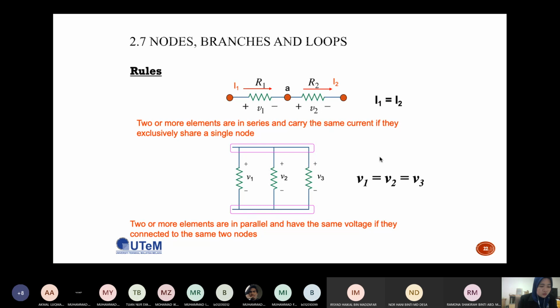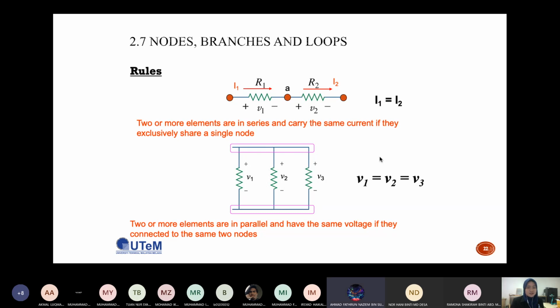So next are the rules stated here. The first rule. Madam, so how many independent loops did it have just now? 2. Two? Why?